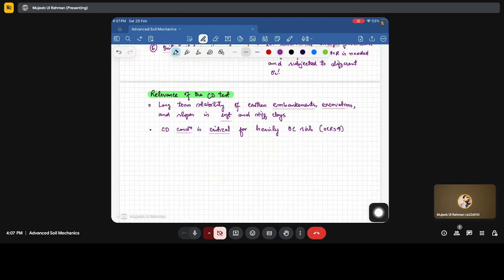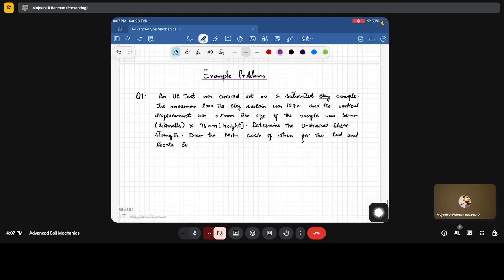Now we will move to the numerical problems. After that, I will be here to hear your doubts. The first question: an unconfined compression test was carried out on a saturated clay sample. The maximum load the clay sustained was 127 Newton, and the vertical displacement was 0.8 mm. The size of the sample was 38 mm in diameter and 76 mm in height. Determine the undrained shear strength. Draw the Mohr circle for the stress for the test and locate Su.